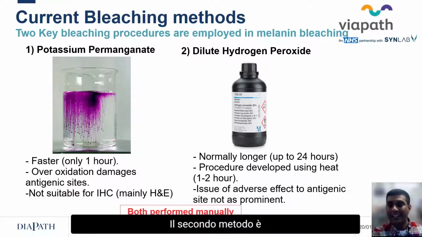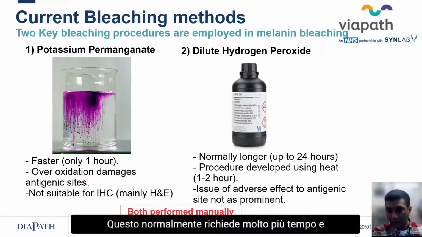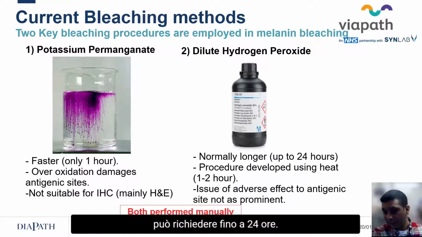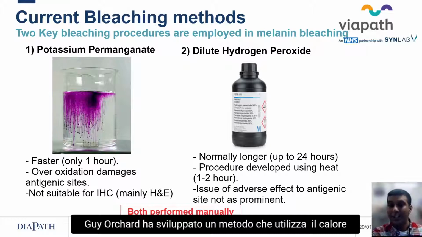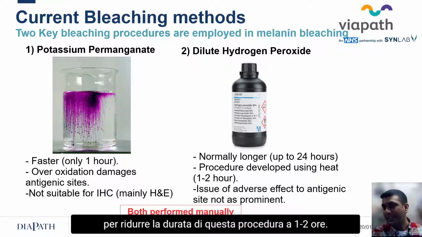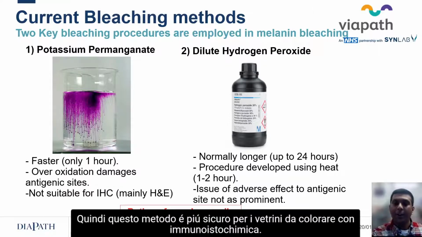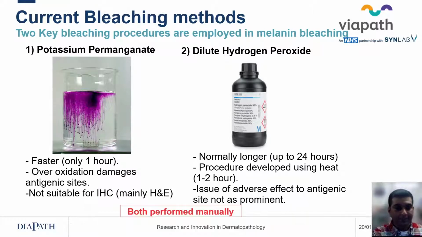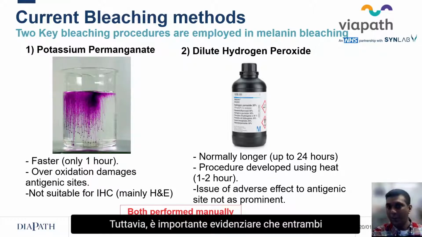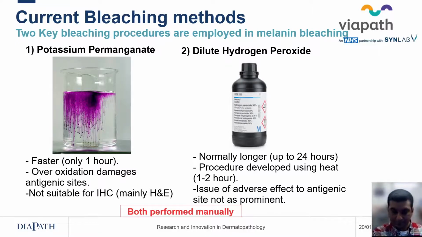The second method is the use of dilute hydrogen peroxide. This normally takes a lot longer, and it can take up to 24 hours. But in our lab, Dr. Guy Orchard had developed a method utilizing heat to bring this time down to 1 to 2 hours. And as well as that, it does not have the same adverse effect on antigenic sites, so it's safer to use on IHC stained slides. However, it's important to highlight both of these methods are performed manually.